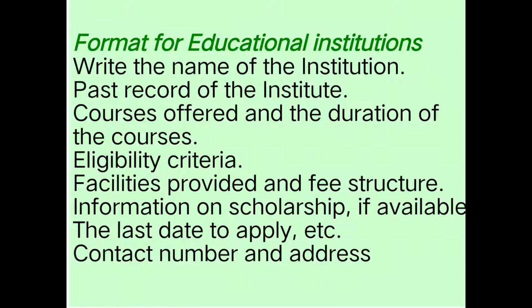So dear kids, here on your screen you can see the format of the educational type of advertisements which are necessary for educational institutes. Write the name of the institution, that is very important, but before that, what the advertisement is for, like admission open or some entrance exam, so that heading is required. After that you have to write the name of the institution, past record of the institution, courses offered and the duration of the course, eligibility, area and facilities provided, fee structure, information on the scholarship if available, the last date to apply, etc., and contact number and address.